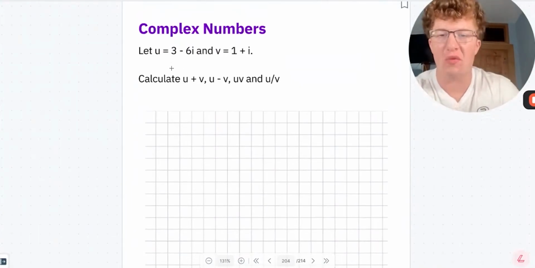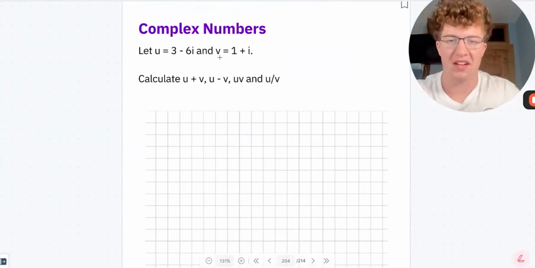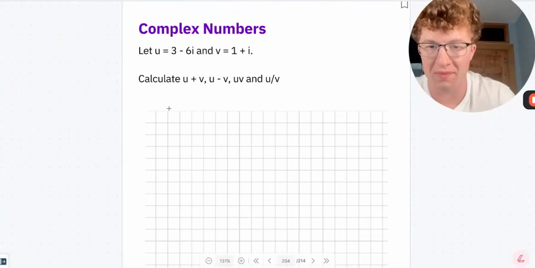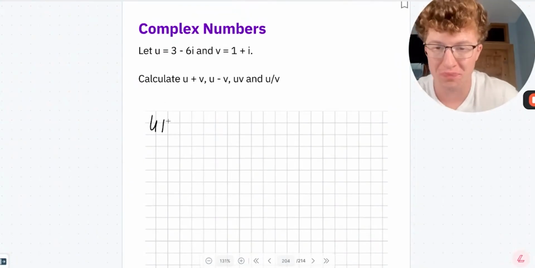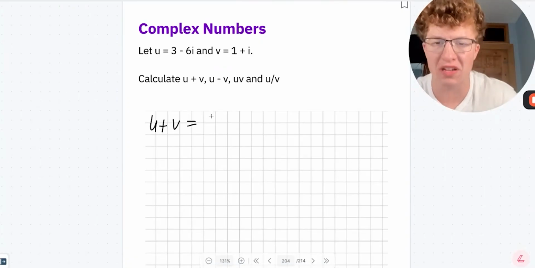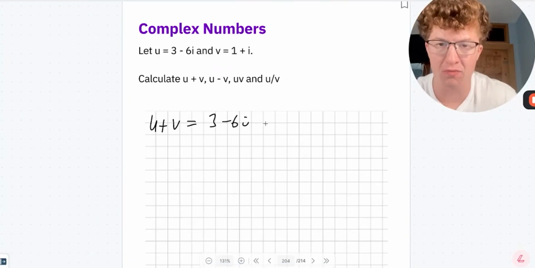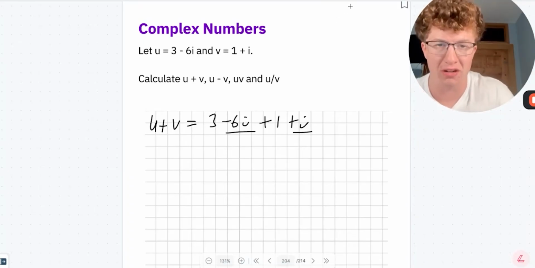So first question here, we have u is 3 minus 6i and v is 1 plus i. So we want to do u plus v. First one, same as algebra, we're just going to add the real components, you could call them, and then we're going to add the imaginary components.